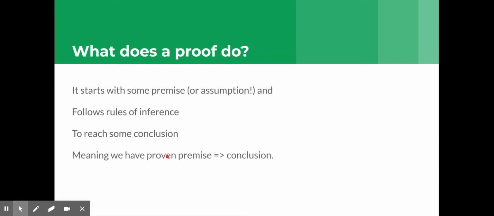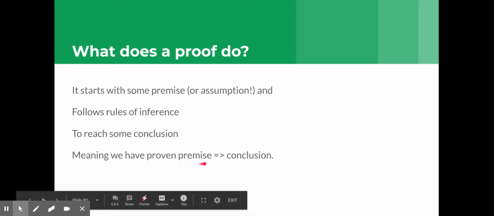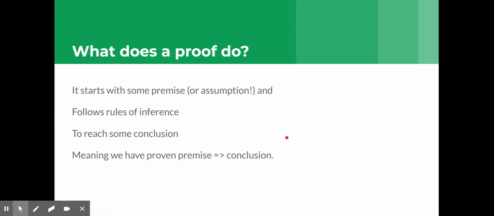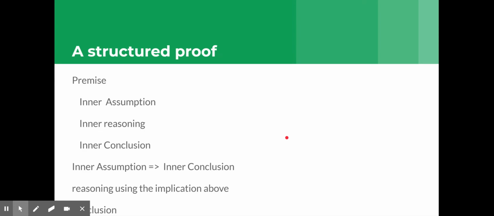And so, what does a proof overall do? It starts with some premise or assumption, and it follows rules of inference to reach some conclusion, meaning that we've proven that the premise implies the conclusion. So we can produce a logical sentence out of any given proof. So if we put a proof inside of a proof, we're making it possible to produce a particular kind of logical sentence.